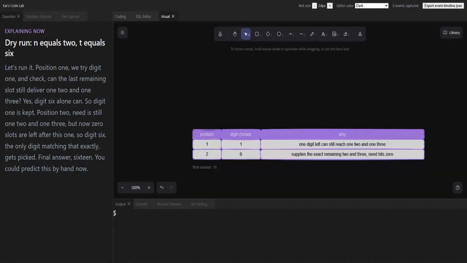Let's run it. Position 1, we try digit 1 and check. Can the last remaining slot still deliver 1,2 and 1,3? Yes, digit 6 alone can. So digit 1 is kept. Position 2, need is still 1,2 and 1,3, but now 0 slots are left after this one. So digit 6, the only digit matching that exactly, gets picked. Final answer, 16. You could predict this by hand now.